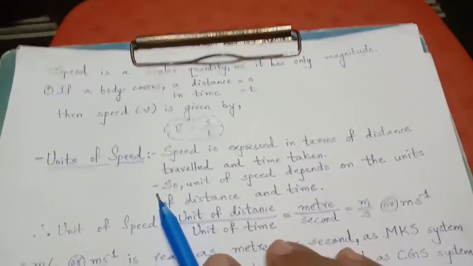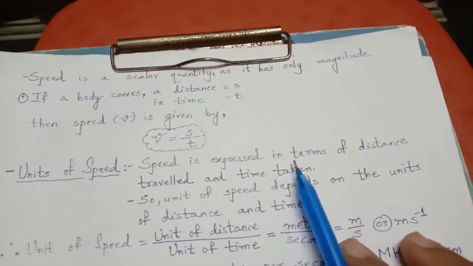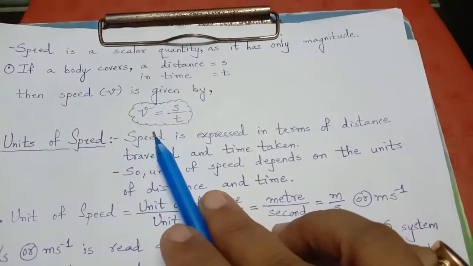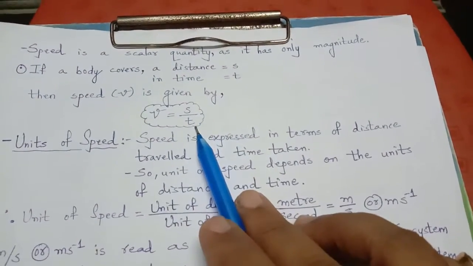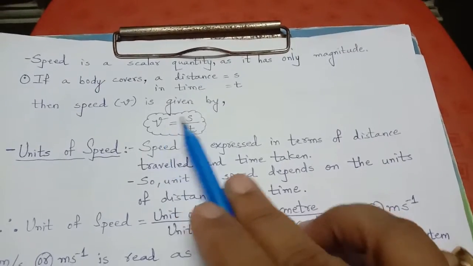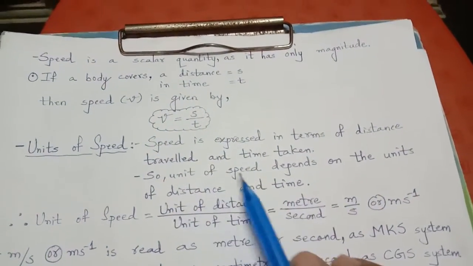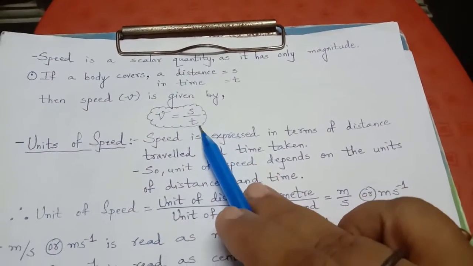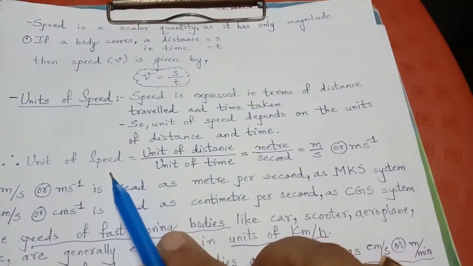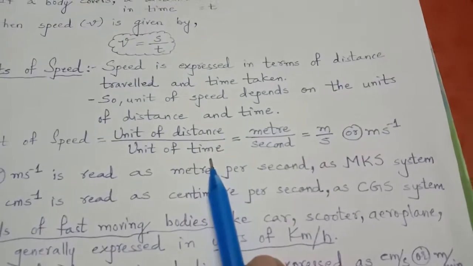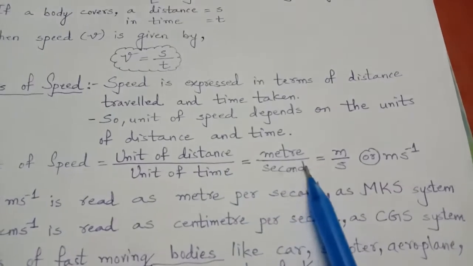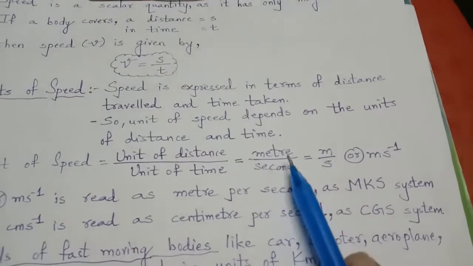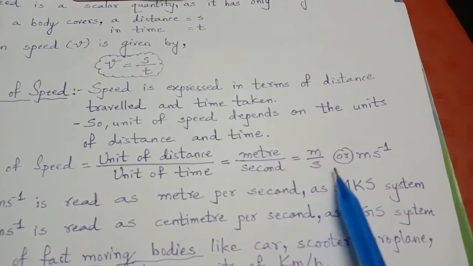So what could be the speed unit? The unit of speed is expressed in terms of distance travelled and time taken, because speed is distance travelled by time taken. So the unit of speed depends on distance s and time t. So unit of speed is equal to unit of distance upon unit of time. We know the SI unit for distance is meter and the SI unit for time is second. So meter per second, that is m by s.